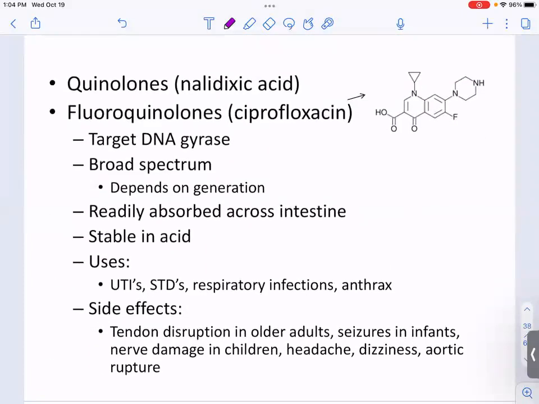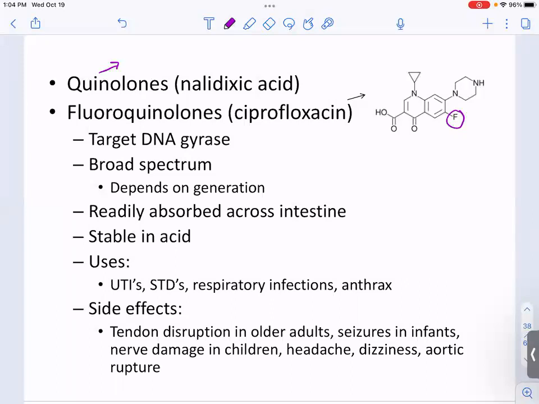And then a couple of drugs that act to inhibit DNA replication are the quinolones and the fluoroquinolones. So the quinolones are kind of the early generation drugs. And then we kind of monkeyed with that structure a little bit, added a fluorine here, and that gave us the fluoroquinolones. So the early generations, the quinolones, the very first one was nalidixic acid.